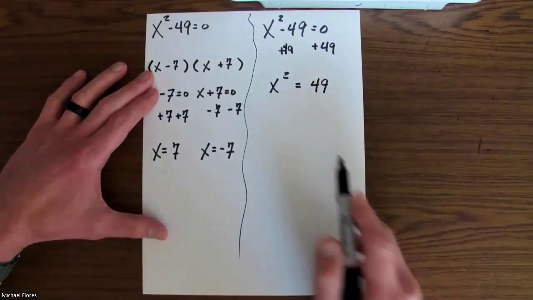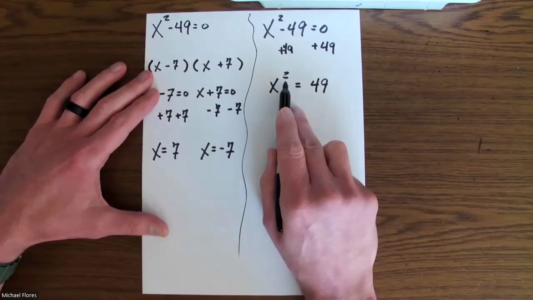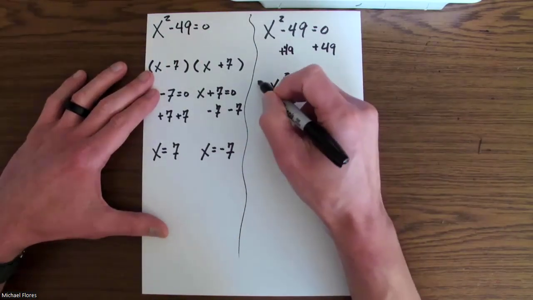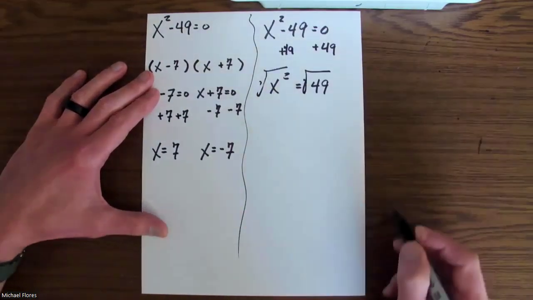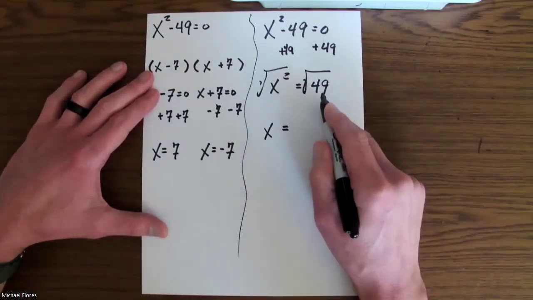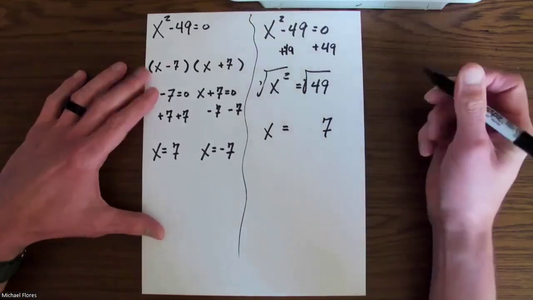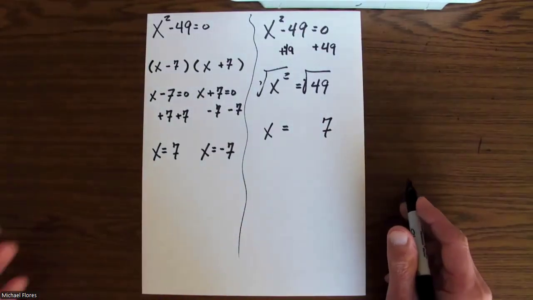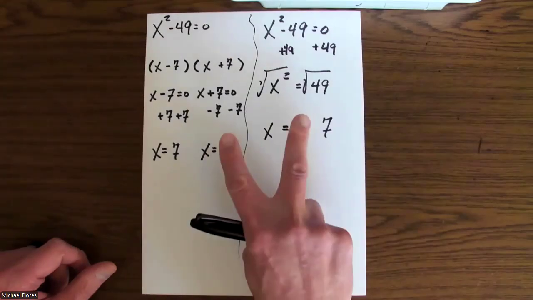Now x is almost by itself, but it currently has a square attached to it. In order to eliminate the square, we're now going to take the square root of both sides. X equals, now the square root of 49 is 7, but we are solving using the square root method, meaning we should have 2 answers.